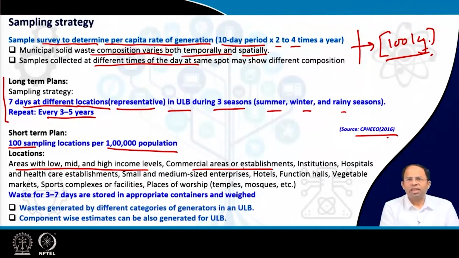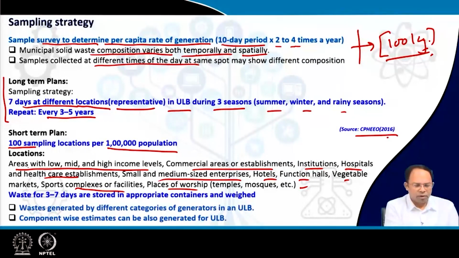Commercial areas or establishments have a totally different nature of waste being generated. Institutions, hospitals, healthcare establishments generate different kinds of waste. Small and medium-sized enterprises, hotels, function halls, vegetable markets, sports complexes, places of worship, temples, mosques, they generate different kinds of waste. So we have to take samples from different areas of the city and for different categories of waste generators to determine who generates what kind of waste, what quantity and what characteristics of waste. Based on this, in future I will teach you, we have to design the collection system, the way the collection vehicles would be designed. All this is dependent on this.